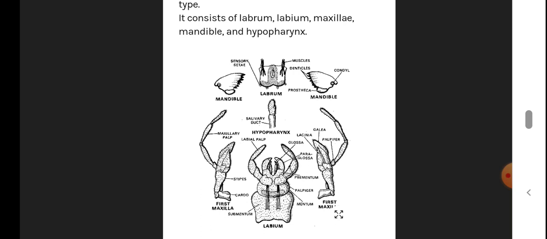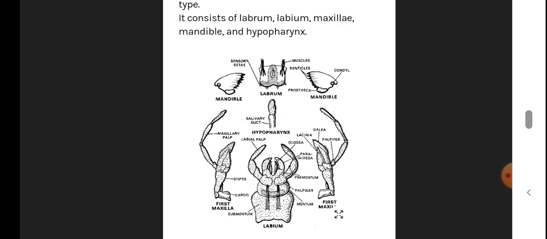You can see, you have to place exactly like this on the slide, in this fashion itself. In the middle there should be the hypopharynx. Then above the hypopharynx you need to keep the labrum. Below the hypopharynx you need to keep the labium. Then on both sides of the labrum you have to keep mandibles. Then on both sides of the labium you have to keep the maxilla, first maxilla.